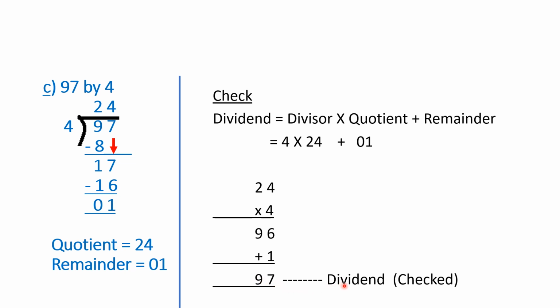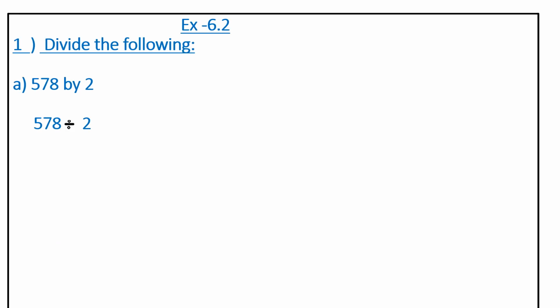And 97 is the dividend. Look here, 97 is the dividend. So you are getting the same number as the dividend, which means our division is correct. Okay. So you write here checked. Now children, we are moving to the next exercise, 6.2.